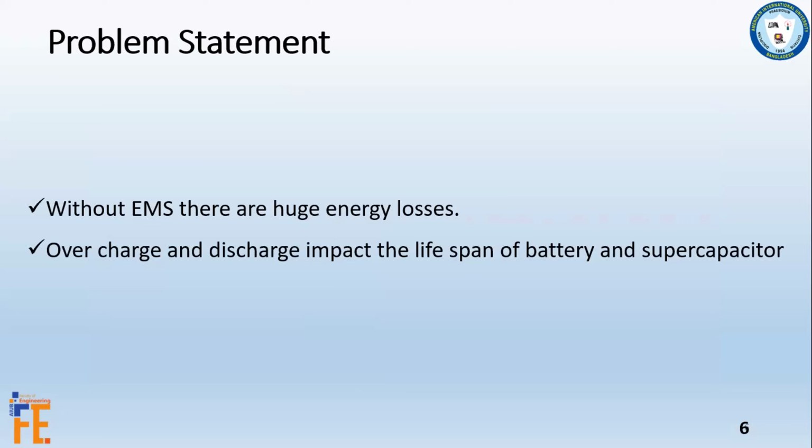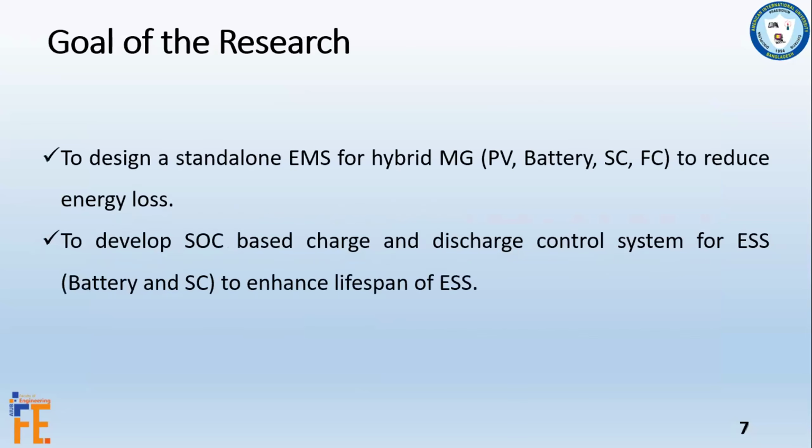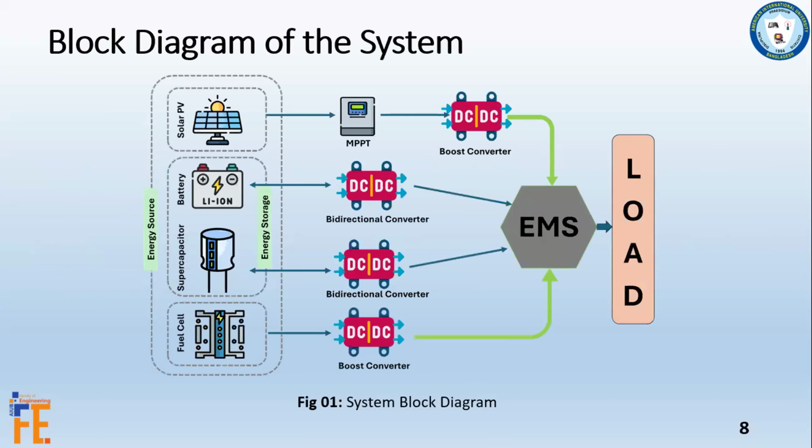Our problem statement was that without an energy management system, there are huge energy losses. Overcharge and discharge impact the lifespan of the battery and the supercapacitor. Our goal of the research is to design a standalone energy management system for a hybrid microgrid with PV, battery, supercapacitor, and fuel cell to reduce the energy loss. And to develop the SOC-based charge and discharge control system for energy storage systems like battery and supercapacitor to enhance the lifespan of the energy storage system.